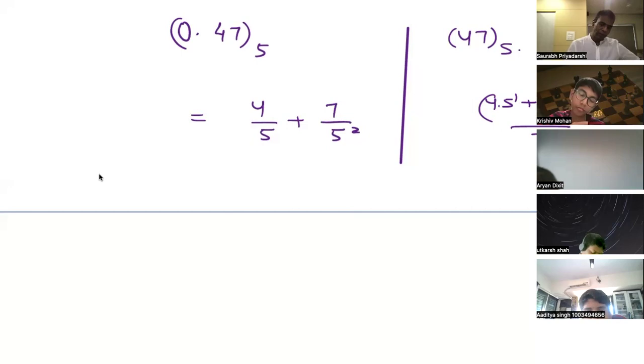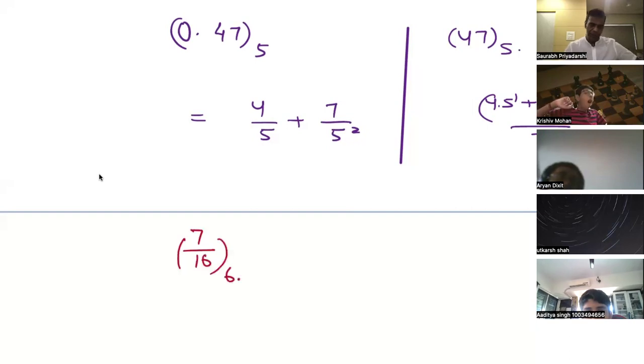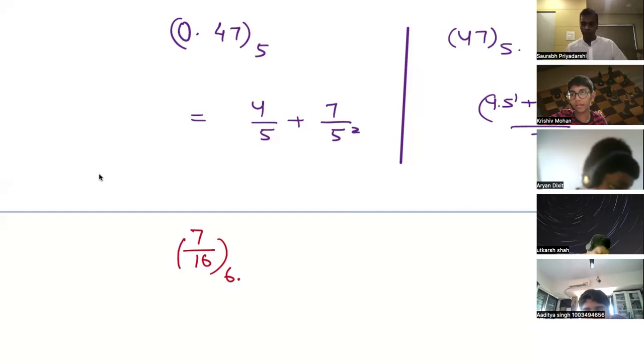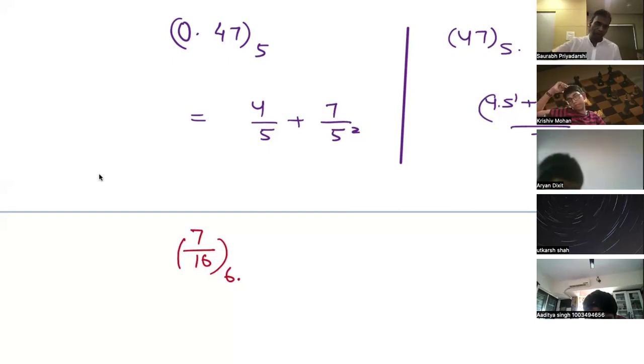So now I'm giving you a question. A fraction 7 by 16 with a base 10. What is the fraction number of this in base 6? Now we have to write down this fraction 7 by 16 as a number with base 6. I'll write something this way, so I guess no confusion will be there.